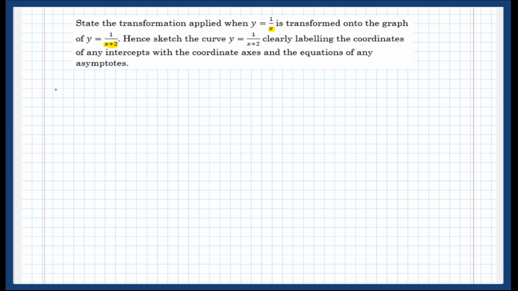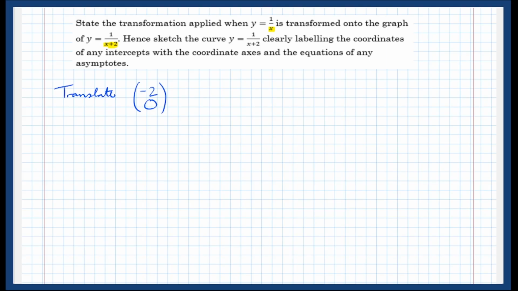So we've added 2, and add means a translation. So we're going to translate, and it's inside, so it does the opposite of what it says. So instead of adding 2 to x, it takes 2 from x and does nothing to the y values. So that there's the transformation we have to apply to y equals 1 over x.